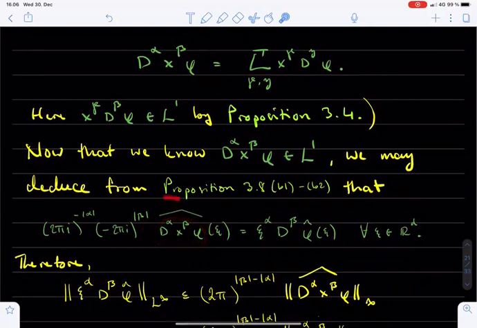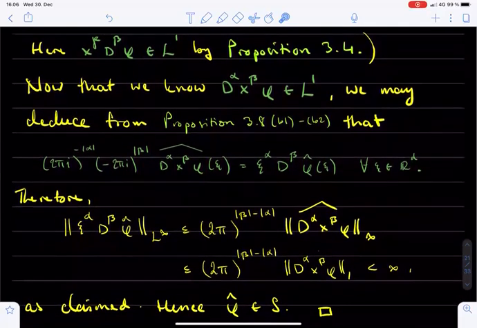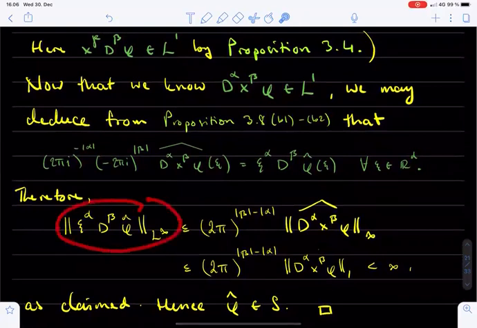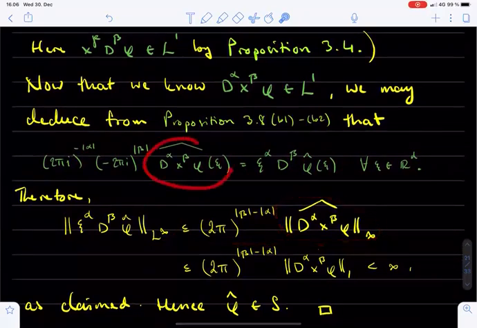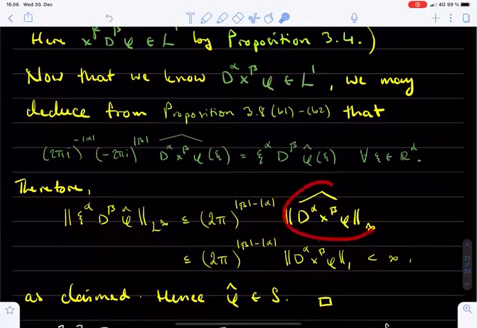Using parts b1 and b2 of proposition 3.8, this Fourier transform evaluated at xi equals, up to certain not so important powers of 2 pi i, xi to the power alpha times the beta derivative of hat phi evaluated at xi. Therefore, the L infinity norm of xi to the power alpha times the beta derivative of hat phi is bounded by a constant times the L infinity norm of the Fourier transform of the alpha derivative of x to the power beta times phi. But the L infinity norm of a Fourier transform is always bounded from above by the L1 norm of the function.